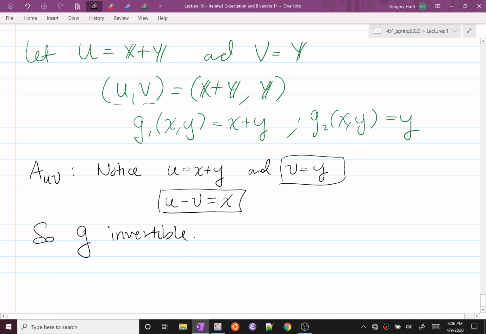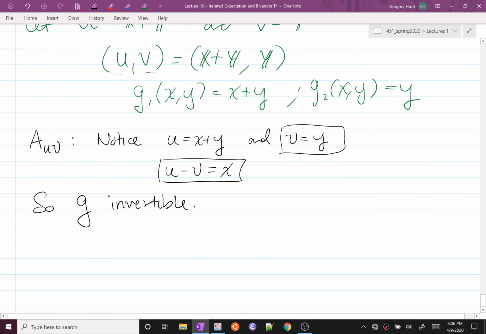For each value x and y, we get one u and v. It's a function. For each u and v, we get exactly one x and y. It's invertible. That's a really nice fact, because what this says is that A sub uv, which you could say is the inverse image of uv, is just the pair u minus v and v.